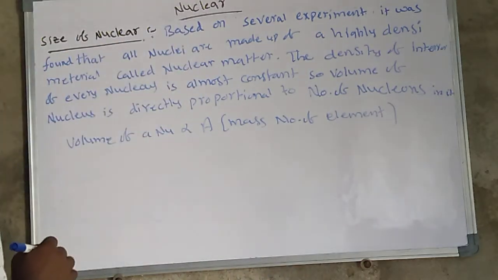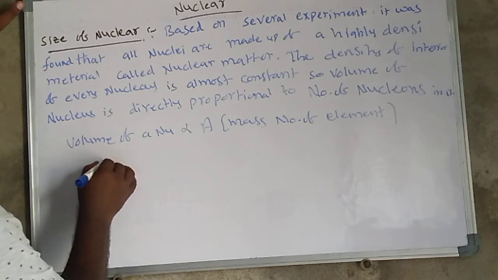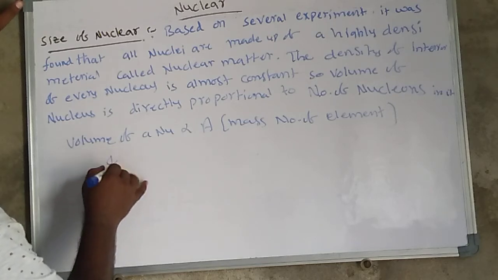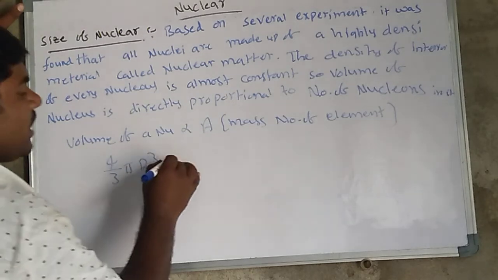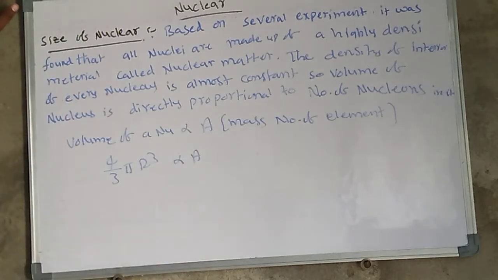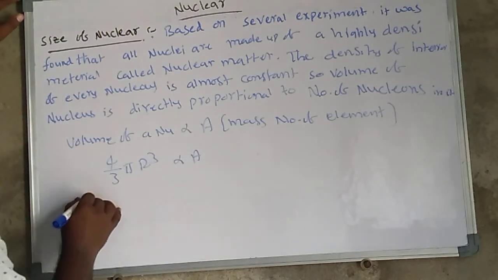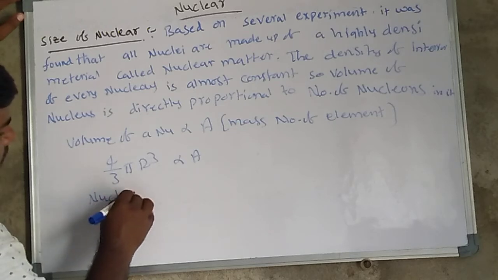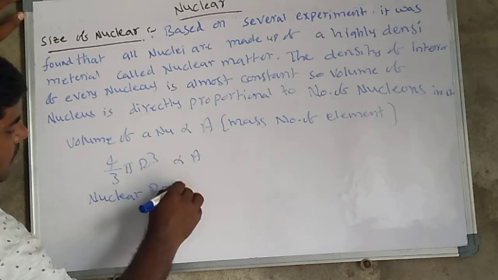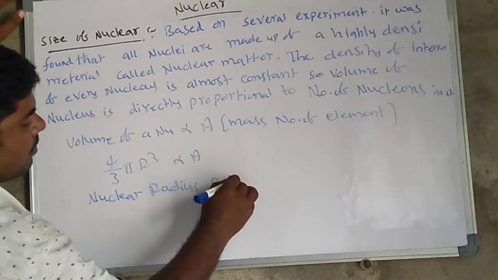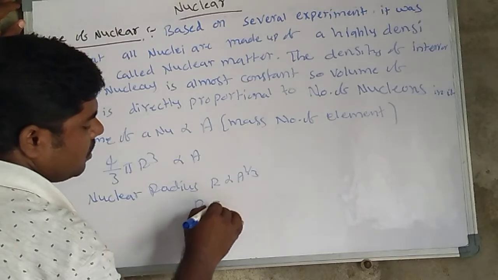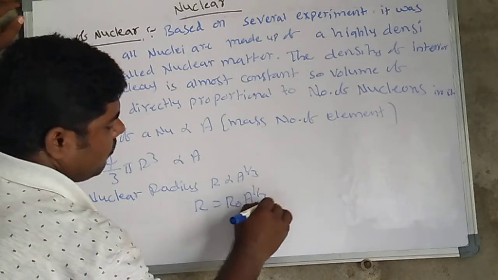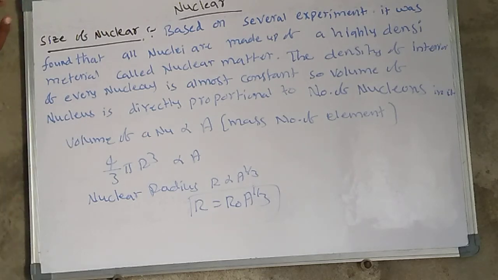So here the density is constant. If the radius is r, the volume is 4 by 3 pi r cubed, which is directly proportional to A. So the nuclear radius r is directly proportional to A to the power 1 by 3, that is, the cube root of A. The proportionality constant gives r equals r naught into A to the power 1 by 3.